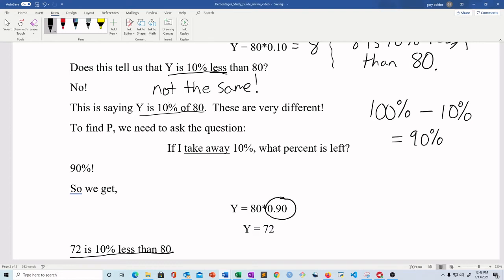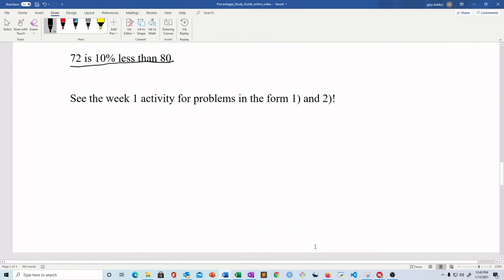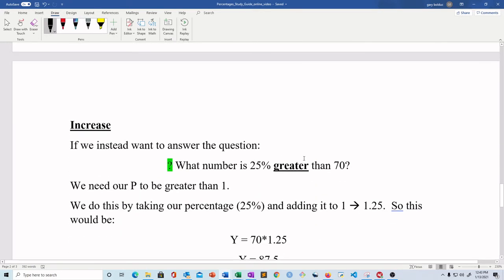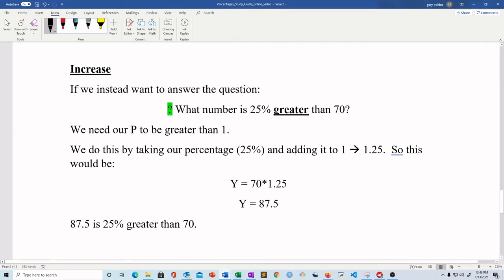And there you go. So try now one of the problems on the weekly activity. Go give it a shot. Try it out. See if you can get there. Okay. All right. Well, what about increase? So this is kind of the opposite. If we want to be increasing, we need our p to be greater than 1. So in my equation, y equals x times p, I need my p to be greater than 1. Okay, so here's a question. Let's just try it. What number is 25% greater than 70?